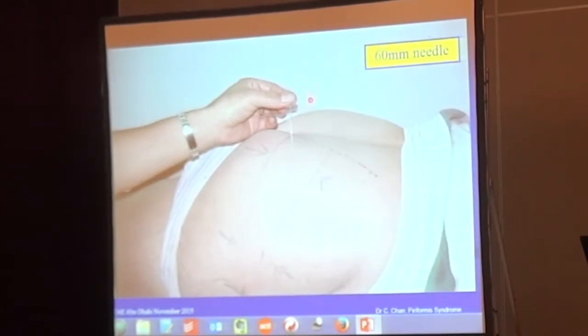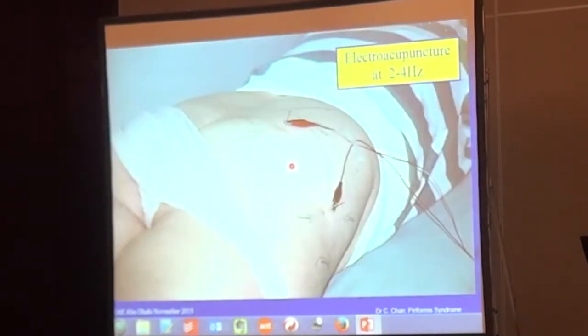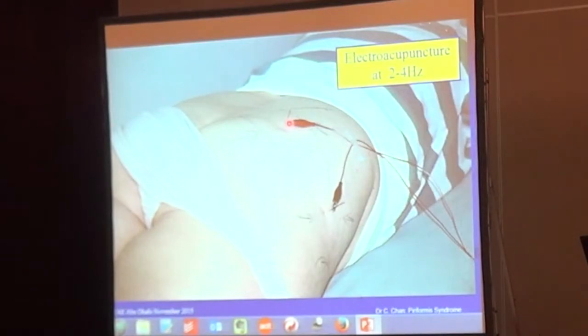That's a 60 millimetre needle, and I've marked the trigger point there, and that's the needle's in with low frequency electroacupuncture. And you don't run the electroacupuncture for too long, 5 minutes.